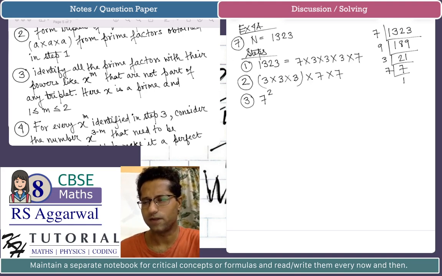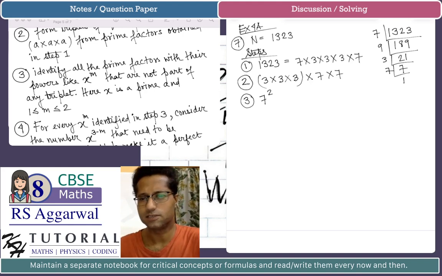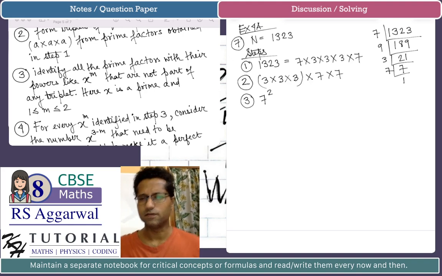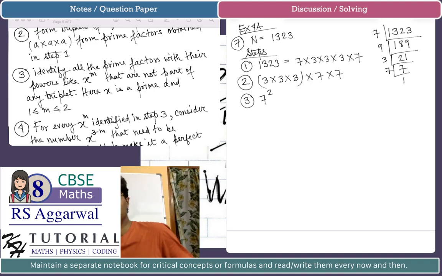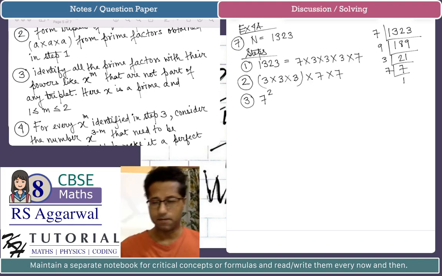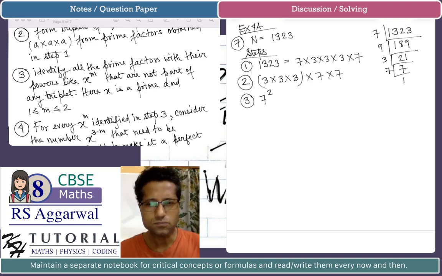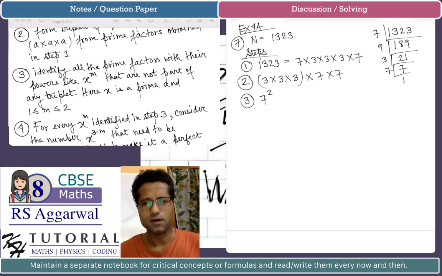In those prime factors which are not part of any triplet, you combine the similar prime factors as powers. So in this example, the prime factor 7, which is occurring twice, is not part of any triplet. So when I am combining 7 into 7, I am having 7 square. So in this problem, I am having 7 square.